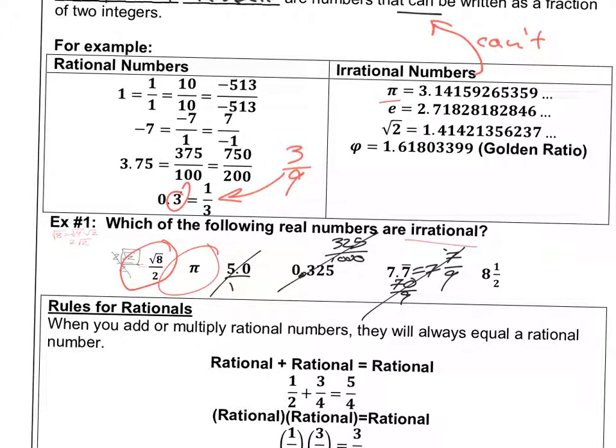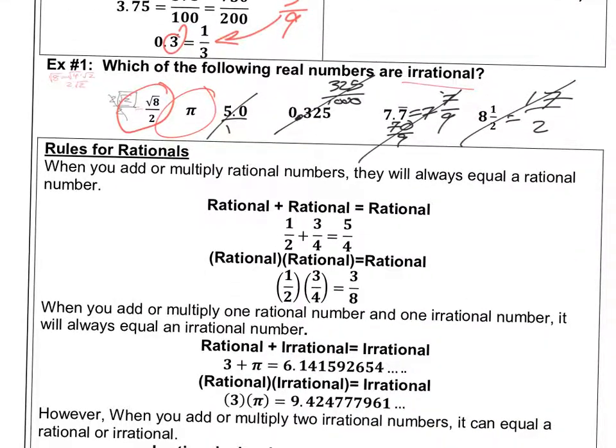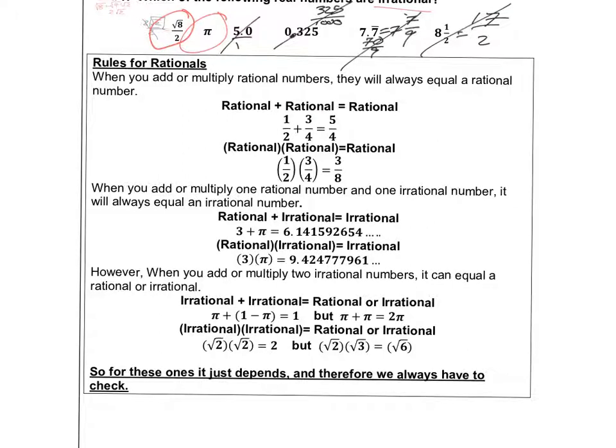So that doesn't qualify. And we can do the same thing with 8.5. 2 times 8 is 16, plus 1 is 17. So this is 17 over 2, which is rational and doesn't qualify. So the only two here were the first two. All right. Now we're going to get into some basic rules here. The first two rules are pretty simple.